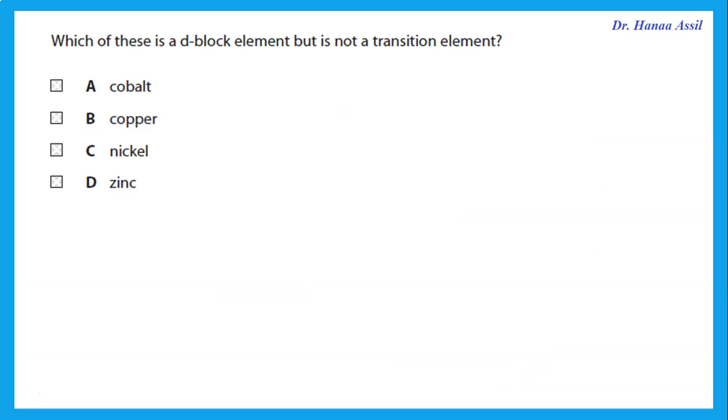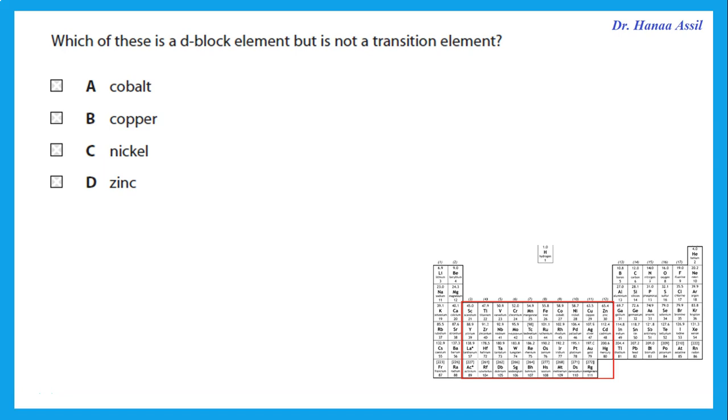This first question says, which of these is a D block element but is not a transition element? Now, remember which ones are D block elements. They are the ones in this area of the periodic table in which the electron configuration ends with electrons in the D sublevel.